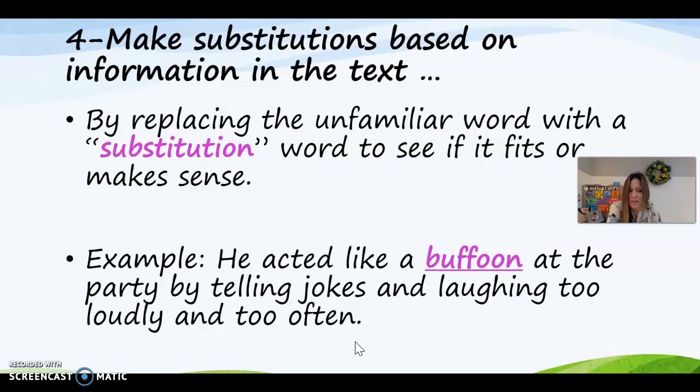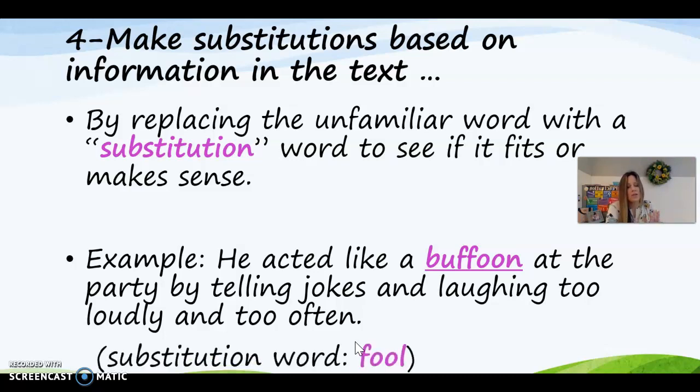He acted like a buffoon, okay? And you can substitute the word fool there. Okay, he acted like a fool at the party by telling jokes and laughing too loudly and too often. So if you can come up with a word that you think means the same thing and then it makes perfect sense when you plug it in, that is a good way to understand those words that you don't know.